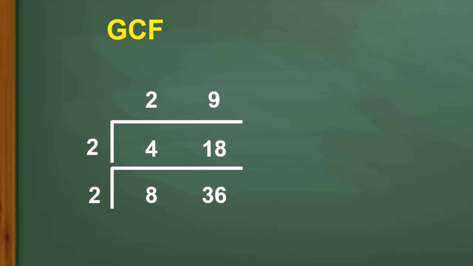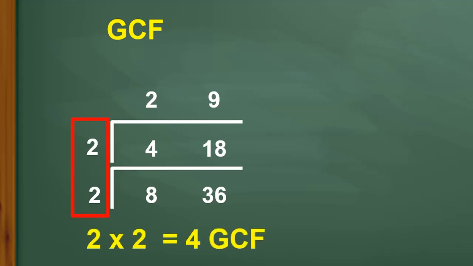So what are the common factors? Correct. They are 2 and 2. So we multiply 2 times 2 is equal to 4. So 4 will be the greatest common factor.